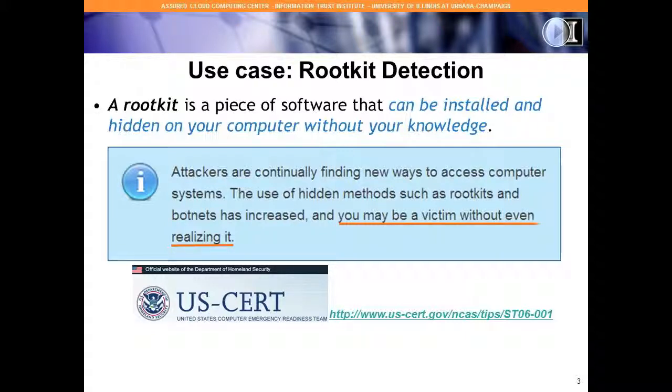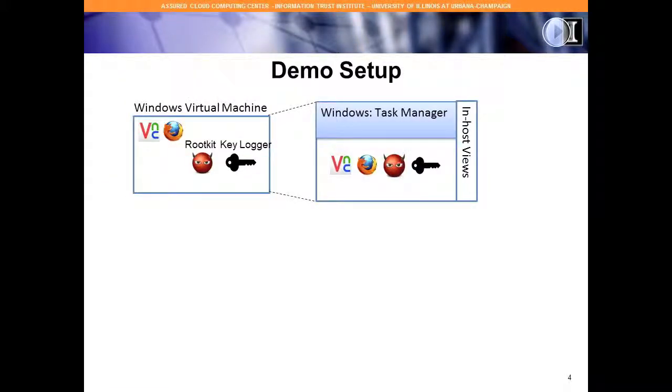The setup of our demo is as follows. The Windows target machine is on the left side. It has been infected with a keylogger program and a rootkit. The rootkit is able to directly manipulate Task Manager, a monitoring utility running inside the target machine. This makes Task Manager unable to help users or system administrators identify that the system has been compromised.